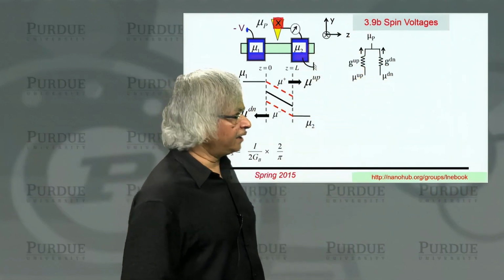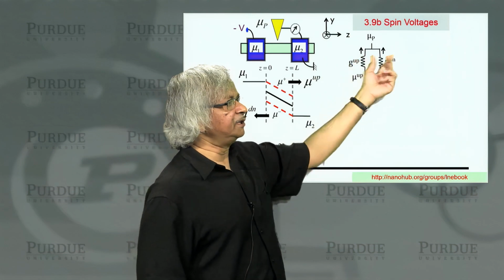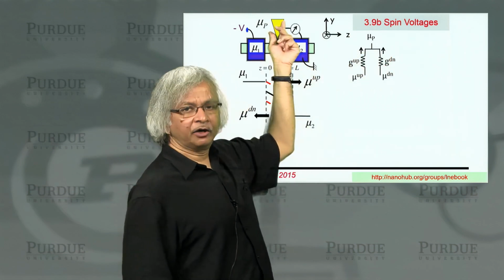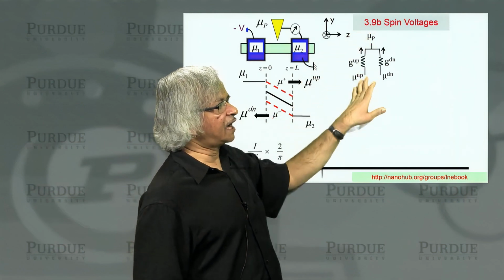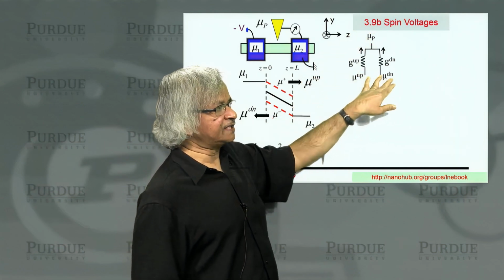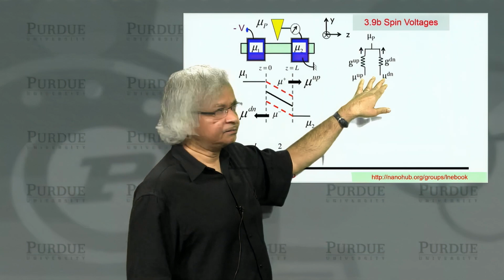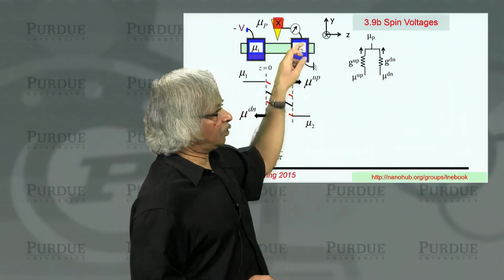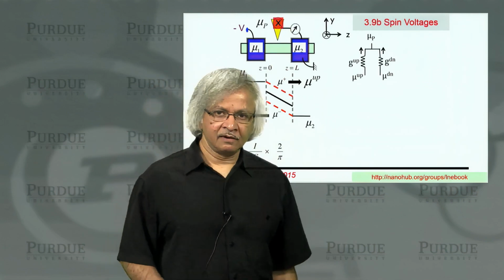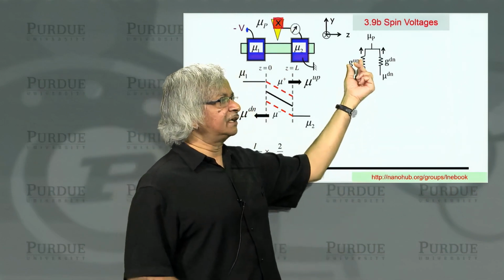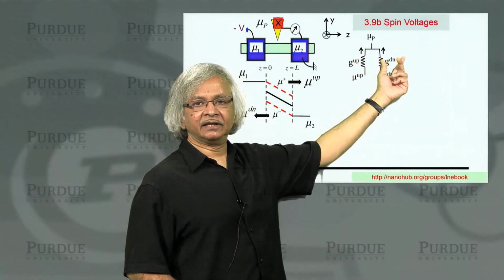Now, ordinarily, what would happen is G up would be equal to G down if you had an ordinary probe. And then mu p would just be half of the sum. That's like the average of the two. But if you use a magnetic probe, let's say a magnet that points in the x direction, then one of these conductances will be much bigger than the other.